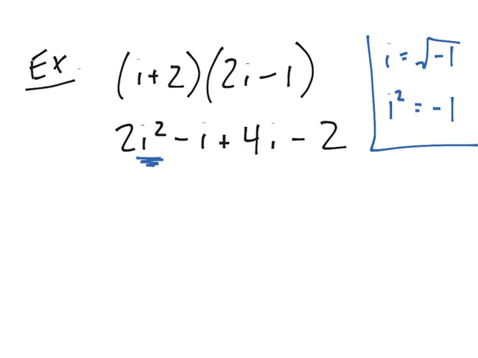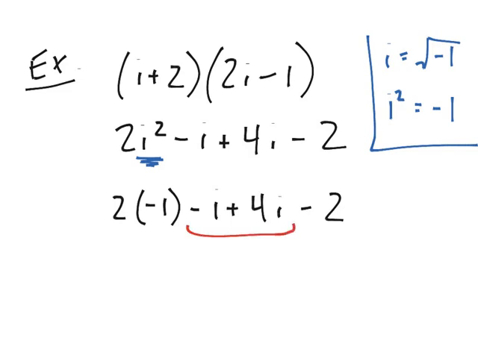So now we have 2 times negative 1 minus I plus 4I minus 2. And oops, I forgot to simplify this, and I can do that now. But it becomes negative 2 plus 3I minus 2. Final answer, 3I minus 4.